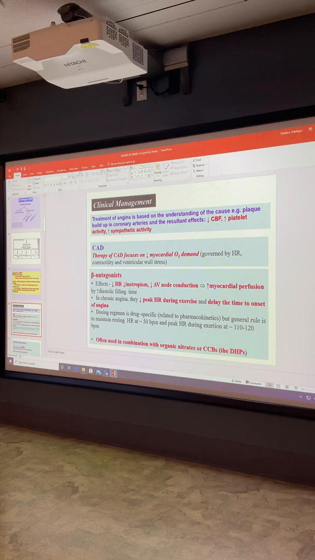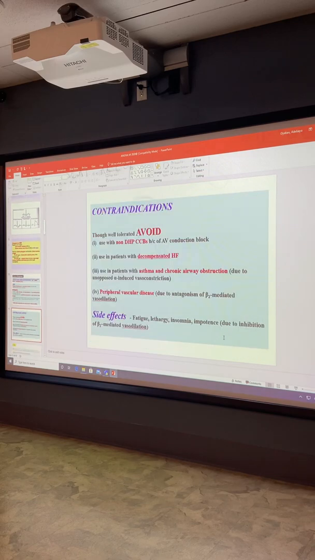So what happens when you give beta antagonists is that it will reduce the peak heart rate during that exercise tolerance test. And of course, it will delay the time to the onset of angina. It is often used in combination with organic nitrates or the CCBs, especially the DHPs, and I'll mention that in a little while. What are the contraindications to beta antagonists?